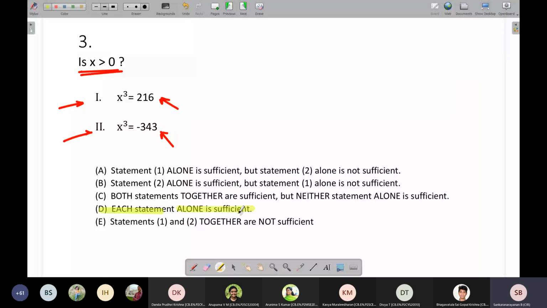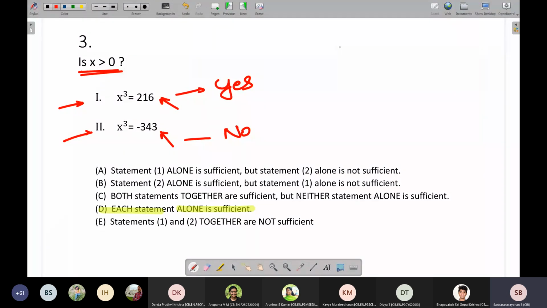Kindly note, sometimes you may be having a doubt like this. Sir, how is it possible? Because in one case, I am getting yes as an answer. In another case, I am getting no as an answer. So when I am now considering statements 1 and 2 together, then I am actually confused. Is x greater than 0? Like that, sometimes you may be having a doubt in your mind.